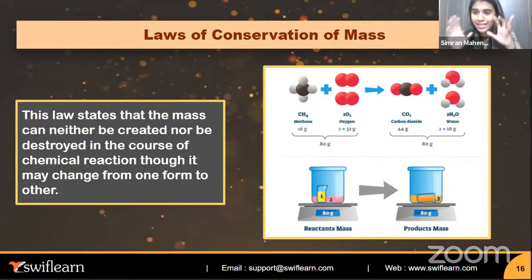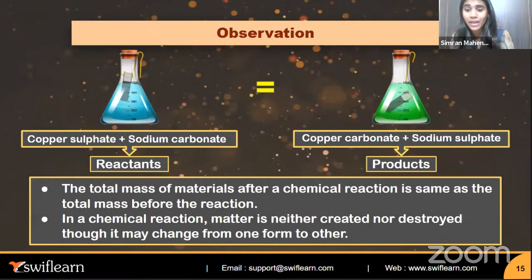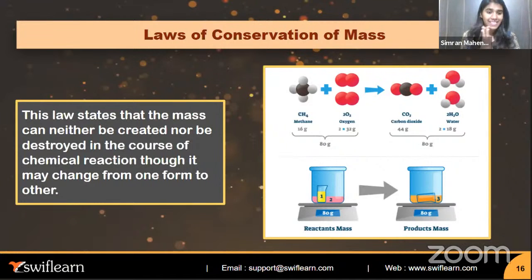Let's dig deeper. In a chemical reaction, as you saw earlier, you took copper sulfate and sodium carbonate, you mixed both of them. So those are the reactants, to get copper carbonate and sodium sulfate. So this was a chemical reaction that took place, and it was seen that the reactants and the products have the same mass. There was no change in mass. So based on this, we came up with a law that states that mass can neither be created nor be destroyed in a chemical reaction, though it changes its form from one form to another. So I hope that the law of conservation of mass is clear.